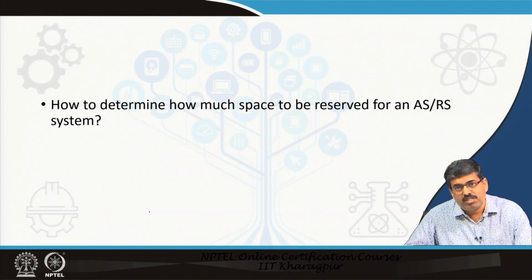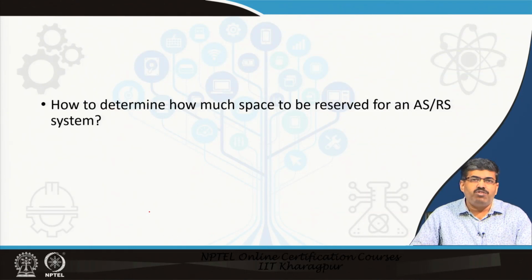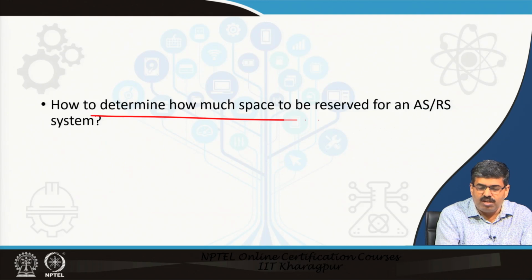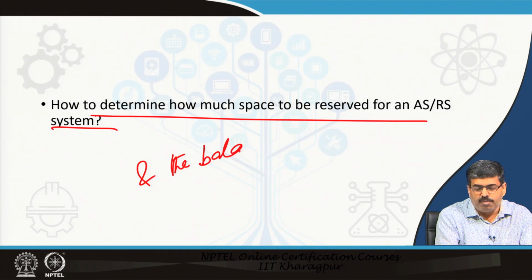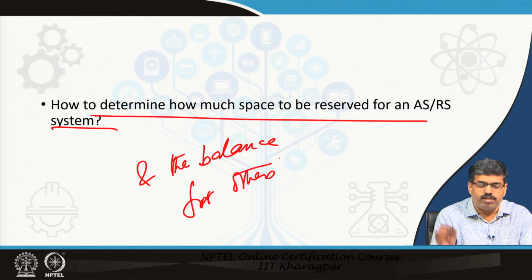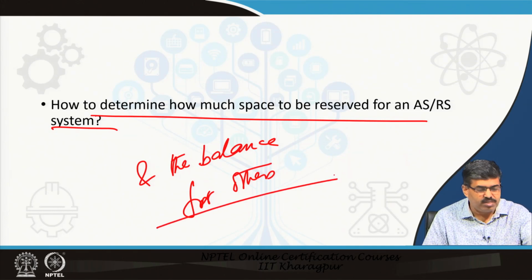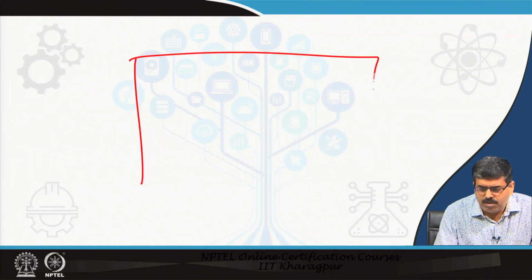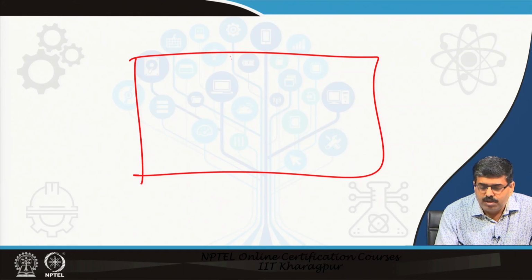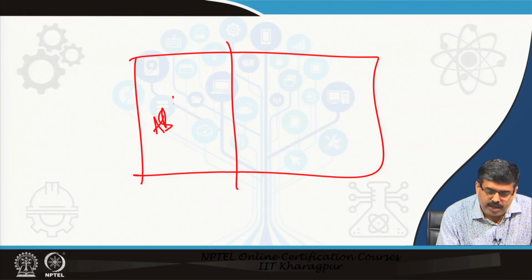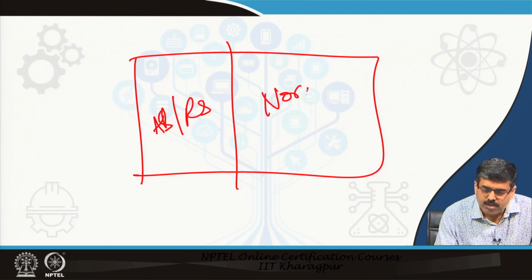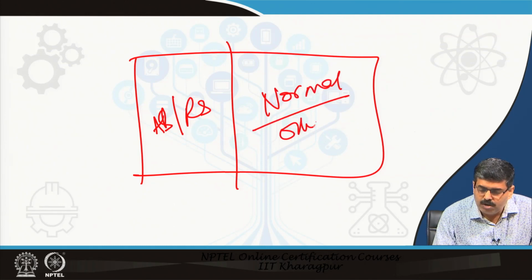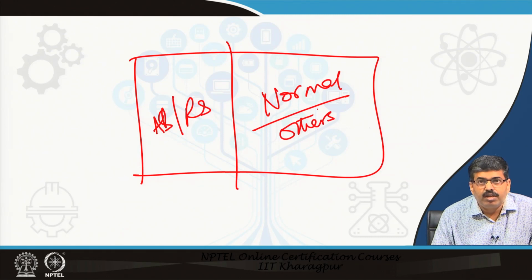Now, this is very important, let us see how to determine how much space is to be reserved for the ASRS system, and the balance for a normal system or others. How to determine how much space? Now, this is very simple. Look, this is a warehouse. What we are saying is this part is ASRS and this part is normal or others.